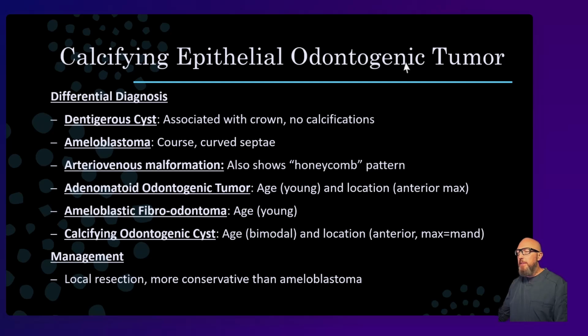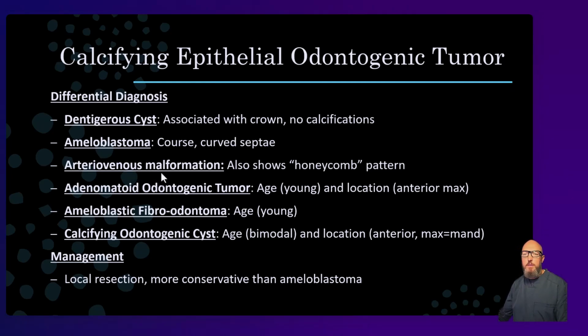When you suspect a CEOT or dentigerous cyst, hopefully you know what those look like. Look for the attachment at the CEJ. Obviously those don't have calcifications. Really look for more of the soap bubble appearance for ameloblastoma, although those may be on the same differential if this has that multilocular appearance.